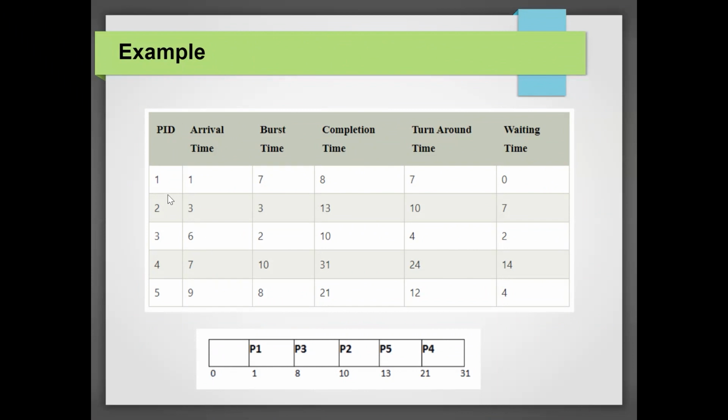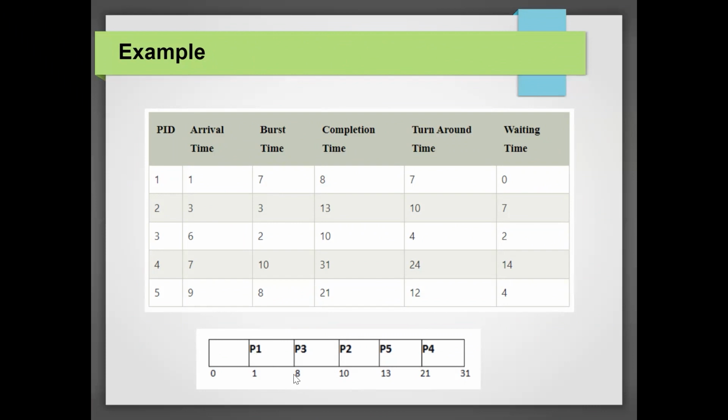So next at the time of 1, process P1 arrived in the ready queue. Since that's the only one process available in the ready queue, I have directly scheduled those processes in CPU. So I have put the process in the CPU. The burst time for the CPU is 7. So the process P1 executes in the CPU for 7 units. So at the time of 8, process P1 completed execution.